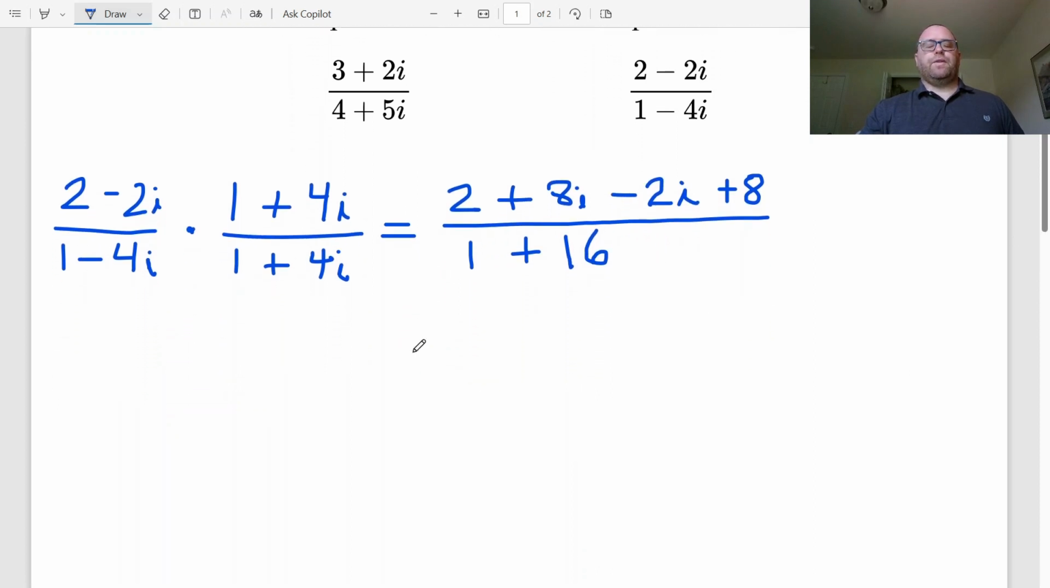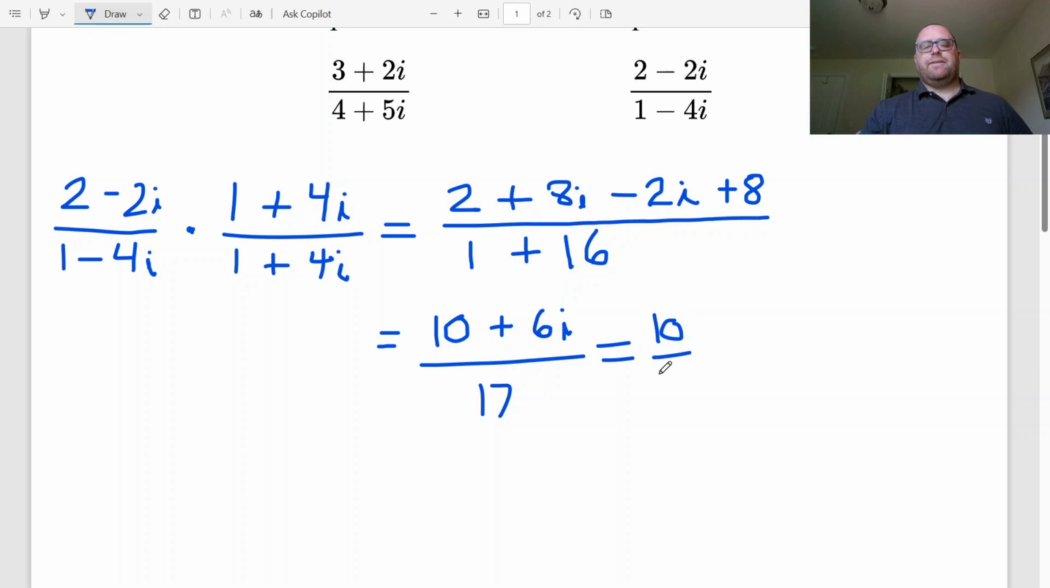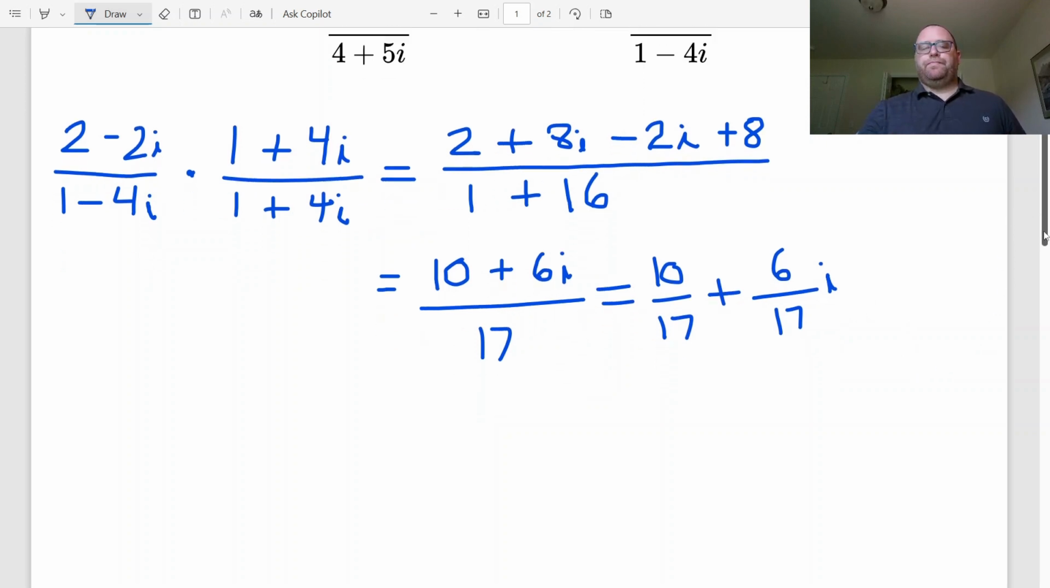Okay. So now, when we combine these together, we get 10 plus 6i. And that's all over 17. We can break this apart into 10 seventeenths plus 6 seventeenths i. And that's it. We're done with the second one. Okay, let's keep going.